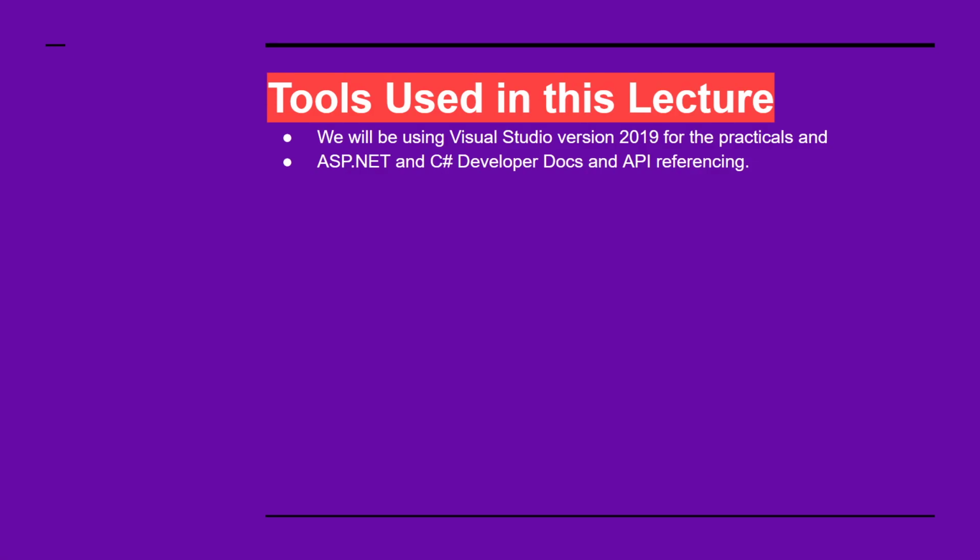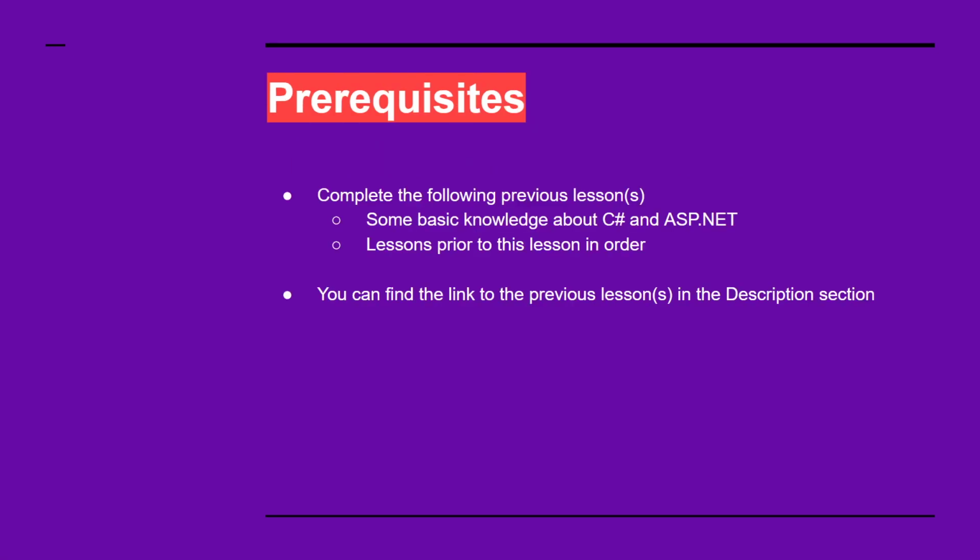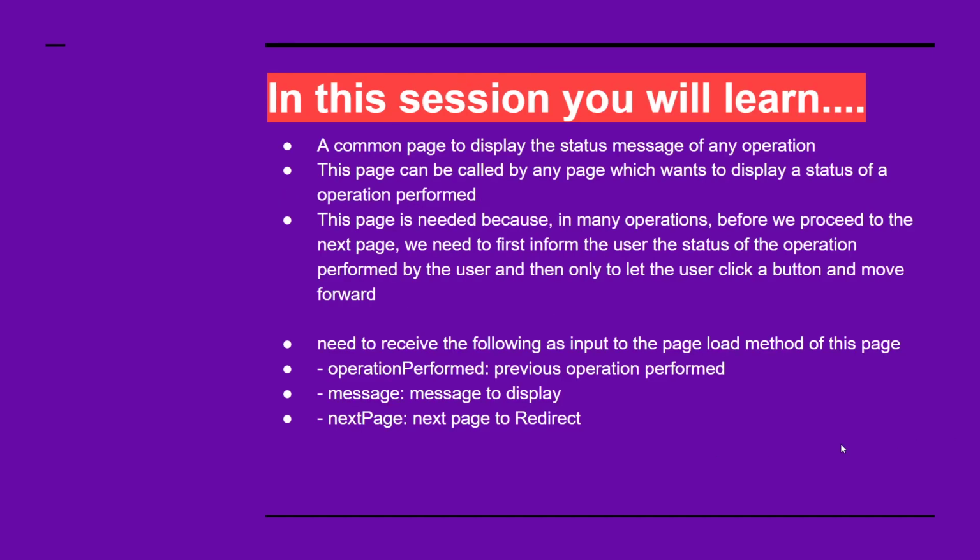We will be using these tools for this lecture, and make sure to cover these prerequisites before you do this lecture. In this session, we are continuing from the previous lesson, and into that we are going to add a common page to display the status messages. When I say status message, it can be an error message or a success message. So we are going to come up with a common page which can display the message of any operation, and which can be used by any page.